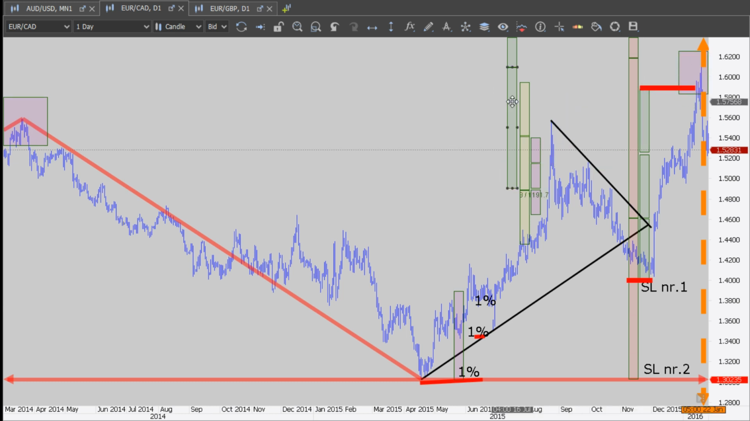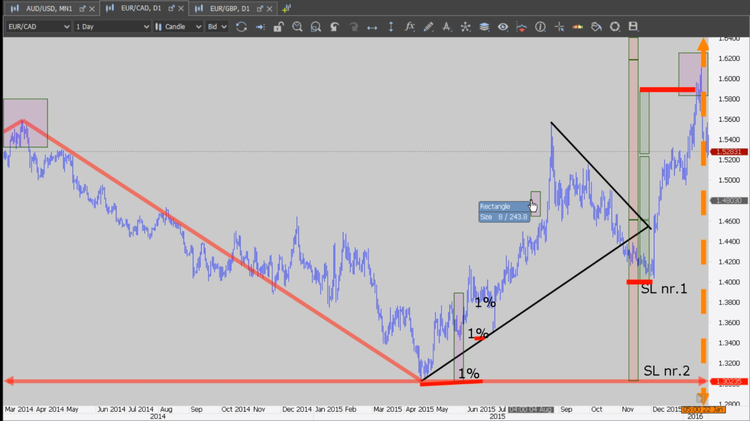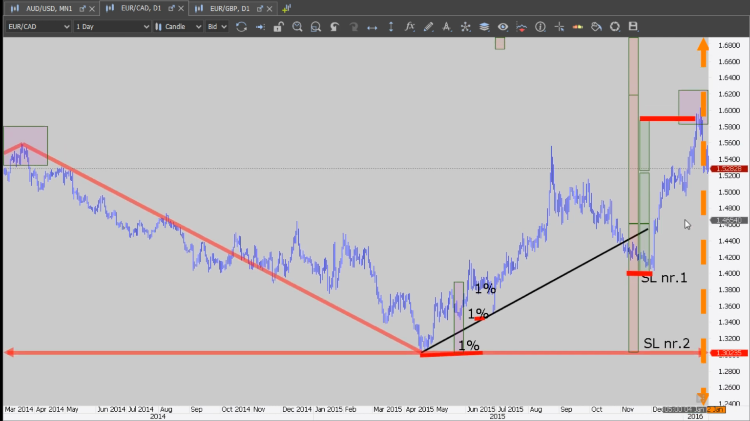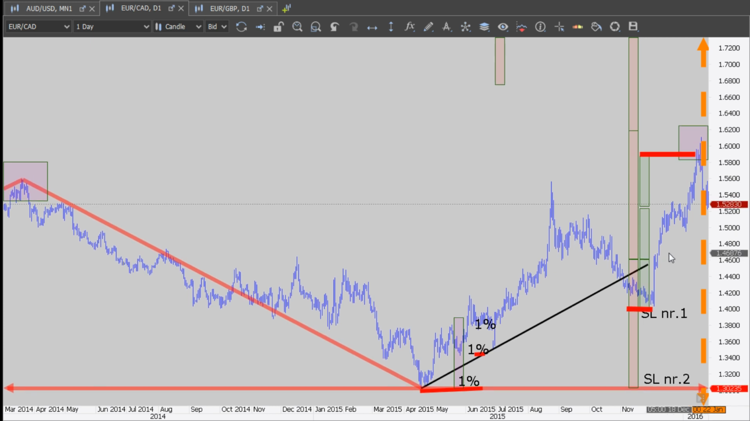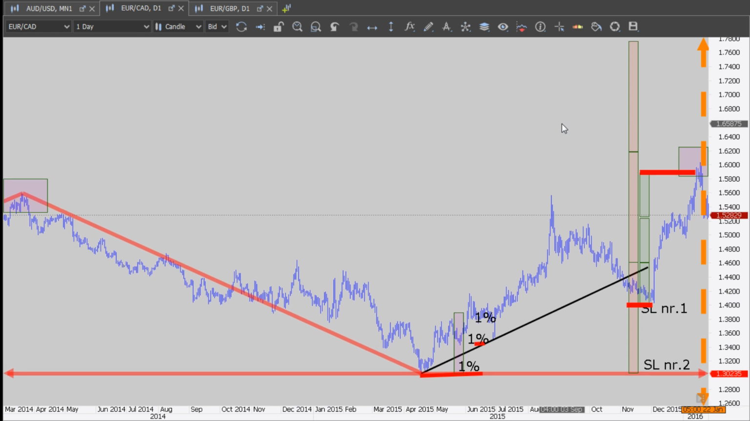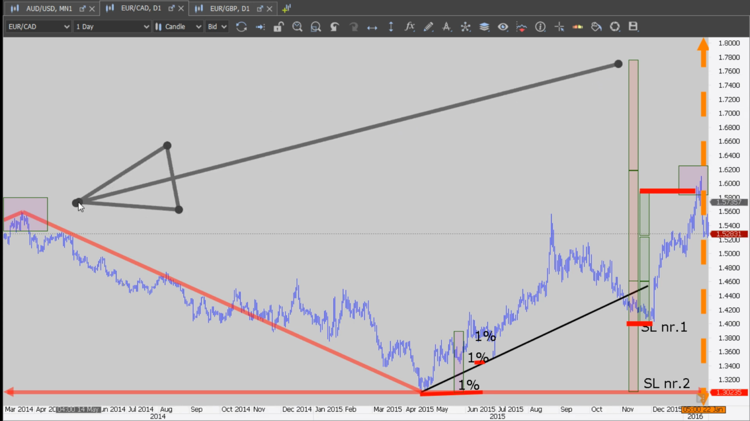Let's delete. So stop loss number 2, everybody, before entering. This would be a no trade for us. Why is that? Because our take profit level, look, where is our take profit level? Our take profit level is here and the previous high is here.